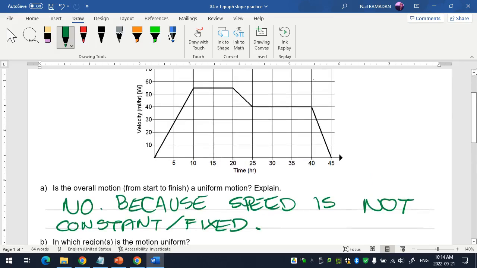However, is it uniform motion sometimes? Is it cruise controlling sometimes? Where? What intervals or regions of time is it? Omar, give me one. You have to give me from beginning to end, because remember, you can't just say in 10 minutes. You have to tell me from when to when. Yes. So in the interval of 10 minutes to 20 minutes, and also what? 25 to 40. Great. That's it. Only 2 times it keeps the same cruising speed.